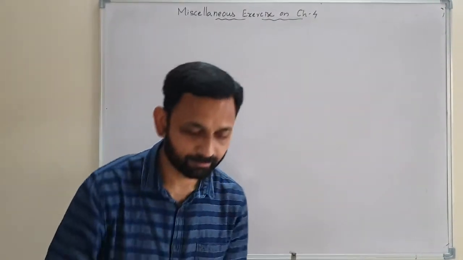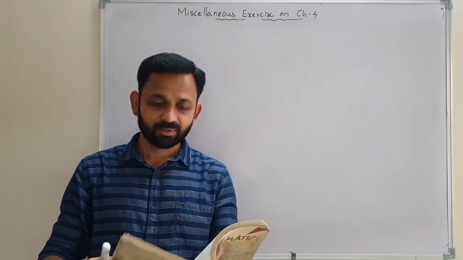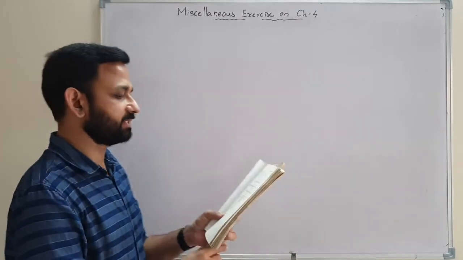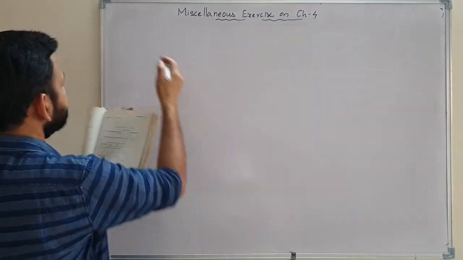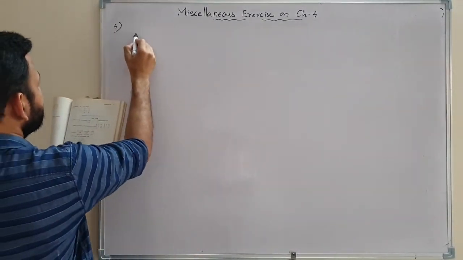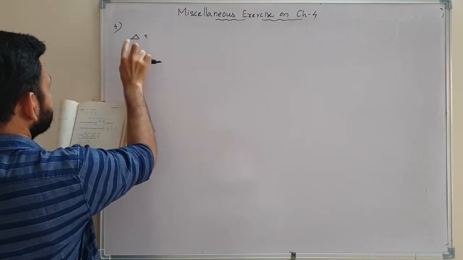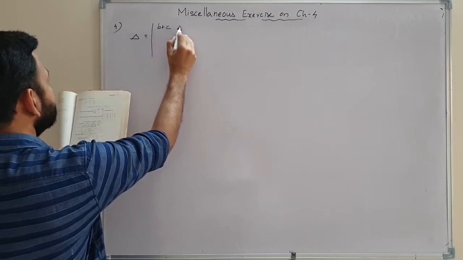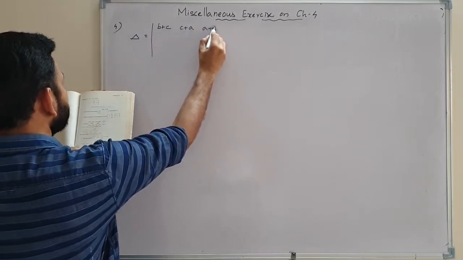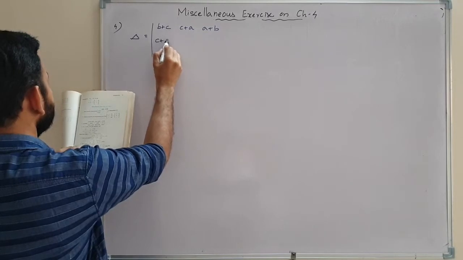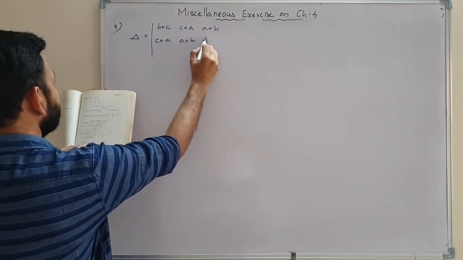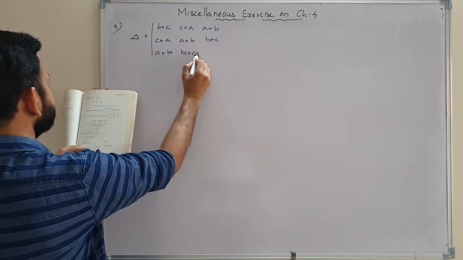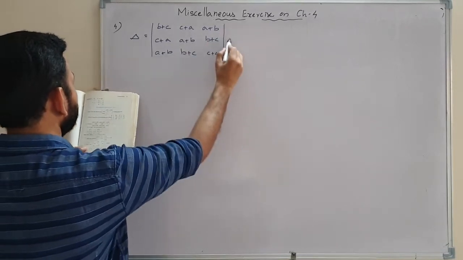Now we are going to do the fourth question. If a, b and c are real numbers, then the determinant |b+c, c+a, a+b; c+a, a+b, b+c; a+b, b+c, c+a| equals 0.